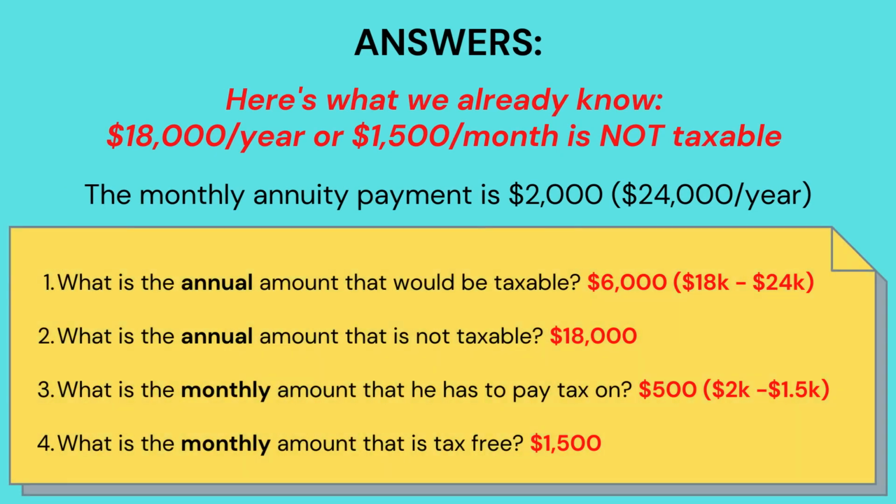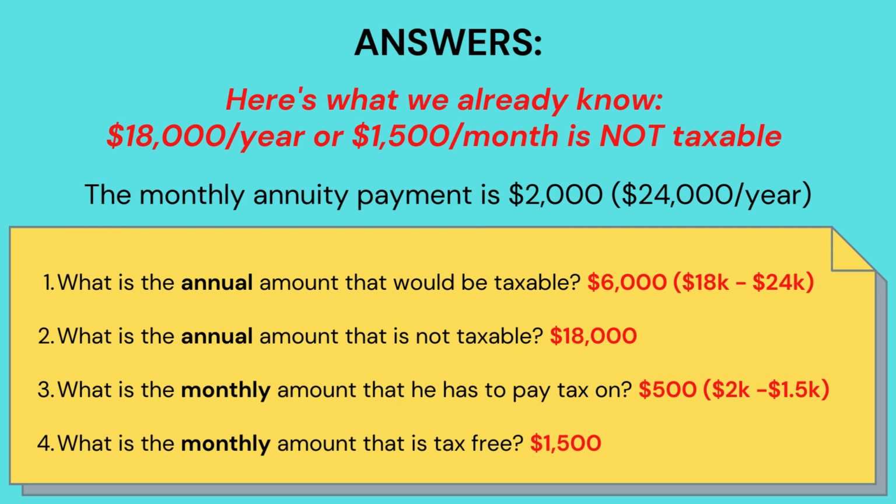So let's go back to those questions. Here's how we would answer those. Again, $18,000 a year is what we've established that is not taxable, or $1,500 a month is the amount that's not taxable. The question that we were given told us that the monthly annuity payments would be $2,000 a month. And if we're answering that in annual numbers, that would simply be $24,000 a year. So 2,000 times 12. So let's go back to question one and two. Those are both asking for an annual number.